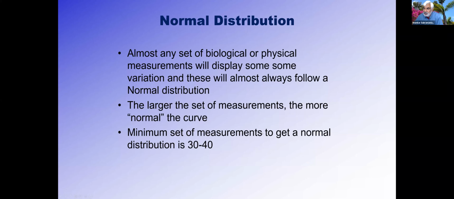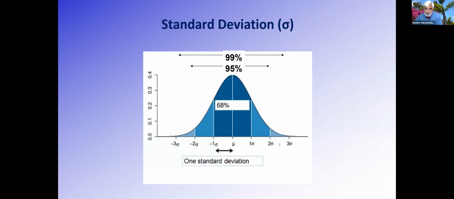Minimum set of measurements: you ask the question, how many measurements should I make to get a normal distribution? There is no magic number to this. Usually if you have fewer than 30 or 40 measurements, the probability is that you have a skewed distribution. Should we worry about it? No, we'll figure out ways of fixing it as we go along. This is what a normal distribution looks like. This is what one standard deviation looks like, 2 standard deviations, 3 standard deviations, and so on, which means that you get up to 99% of the data.